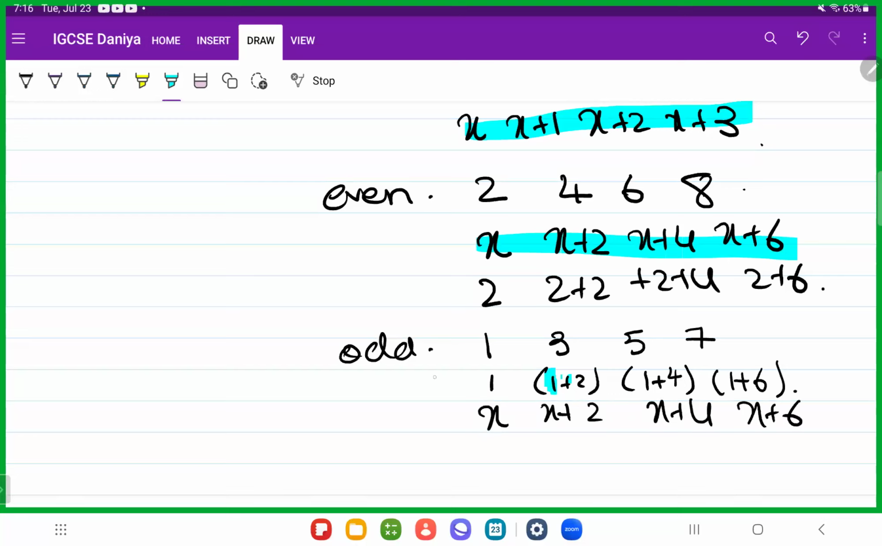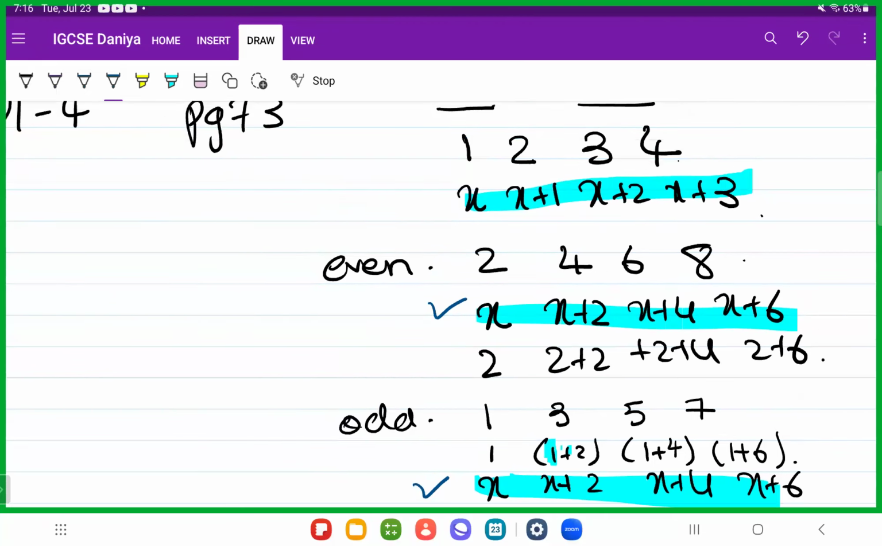Do you see any similarity between the odd and even numbers? They're the same, right? Yeah, because the difference between odd and even numbers is the same. The only thing that changes is the actual value of x. So that is what you find out whenever you are given a question. All right. Please do question 1, 2, 3, and 4.